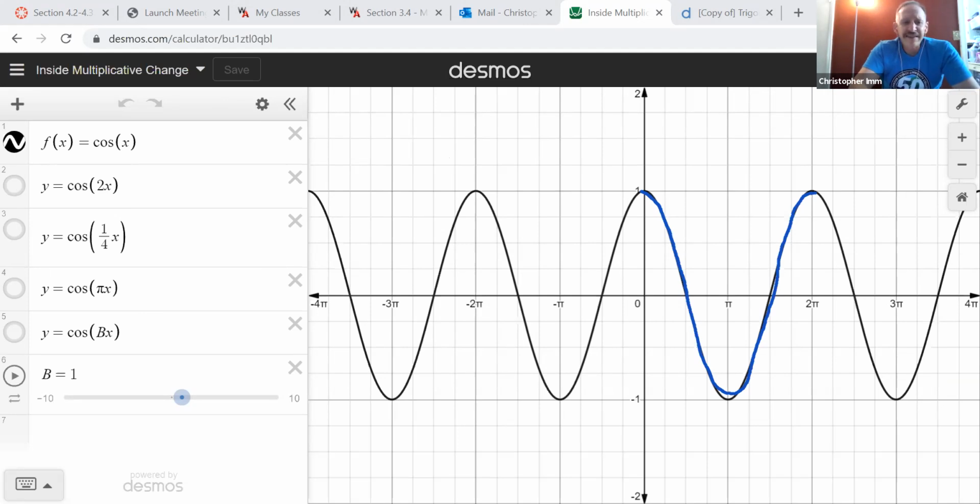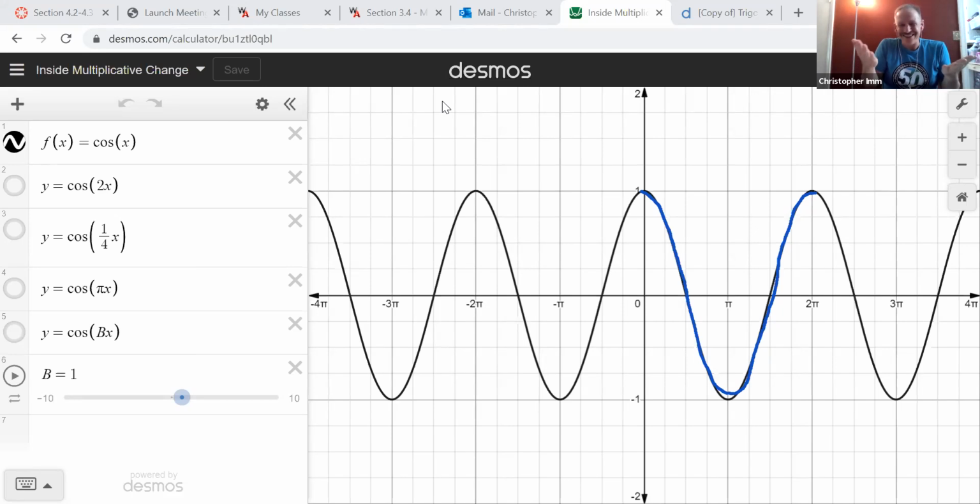All right, so let's think about cosine of 2x now. So now we're actually multiplying the x value. When we multiplied the y value, that stretched our function vertically and compressed it vertically. Does anybody have any intuition about what would happen if you multiplied the x value by a number like 2? It would stretch it horizontally. Okay, so it's going to either stretch or compress it horizontally, right? Okay, and that's exactly what's going to happen.